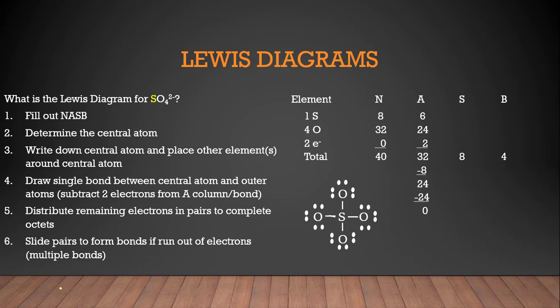Now you have to do the 6th step. Slide the pairs to form bonds if you run out of electrons, but we didn't here, so that step is moot. But there is one more thing that you have to do. To indicate that it's an ion, you have to put brackets around the Lewis diagram and put the charge up in the corner. You need the brackets and the charge. So that's really the only difference. Make sure you add the electrons and then make sure you put in the brackets and the charge.